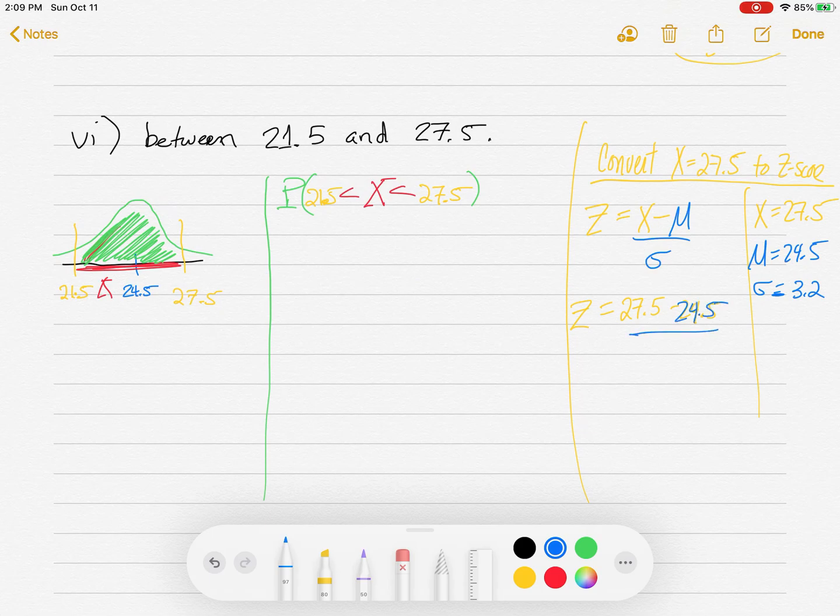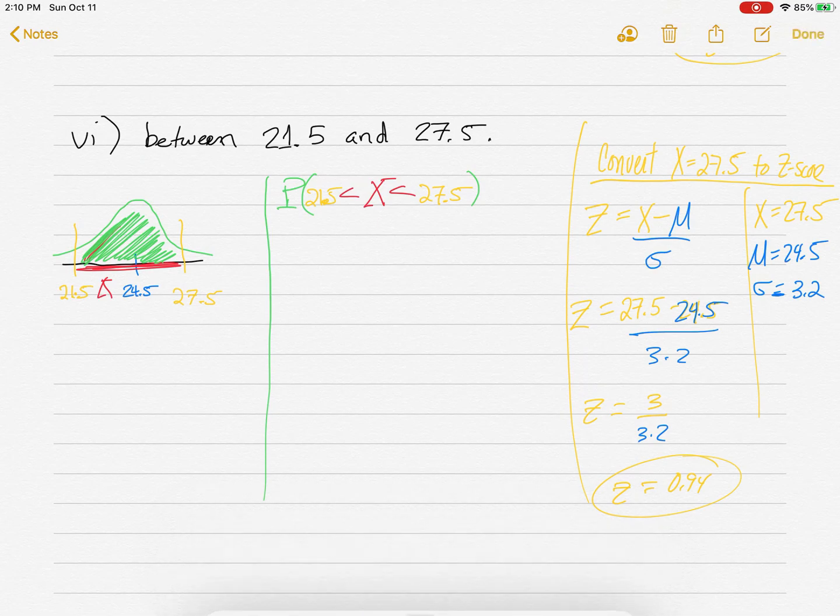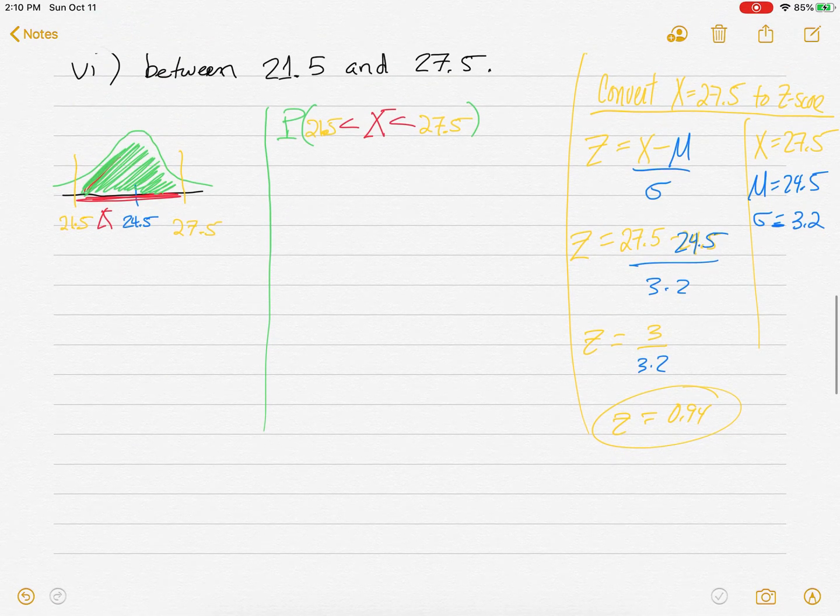So when I plug this in, I get 27.5 minus 24.5 divided by 3.2. What's that going to give me? 3 divided by 3.2. Let's see what that is. Two decimal places, remember? 0.94.